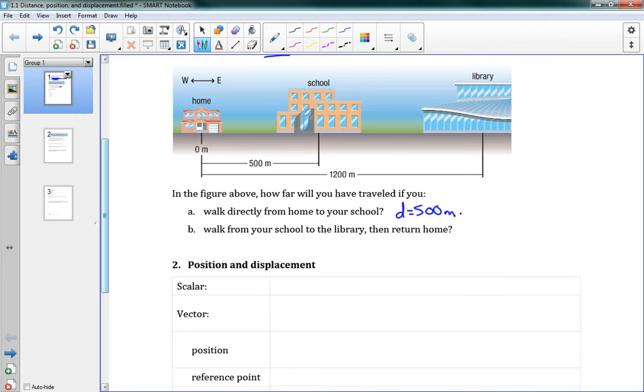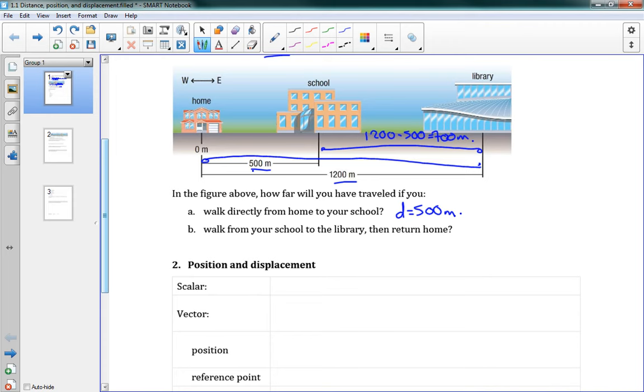Great. And B, it says, what if you walk from your school to the library and then walk home? So we go school to library and then all the way back home. Well, for that, we're going to need to figure out first how far it is from the school to the library. We're told that this total distance is 1,200 meters. That's from home to the library. And this piece is 500. So this is going to be 1,200 minus 500, which is 700 meters.